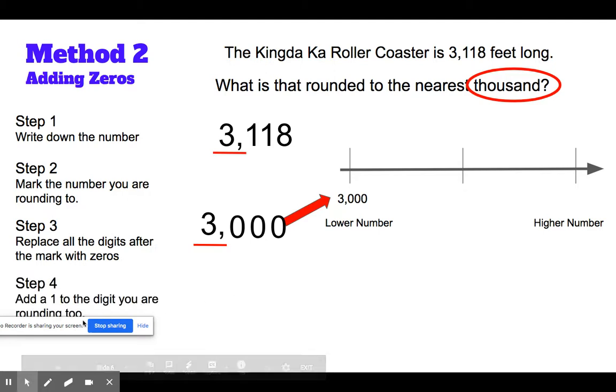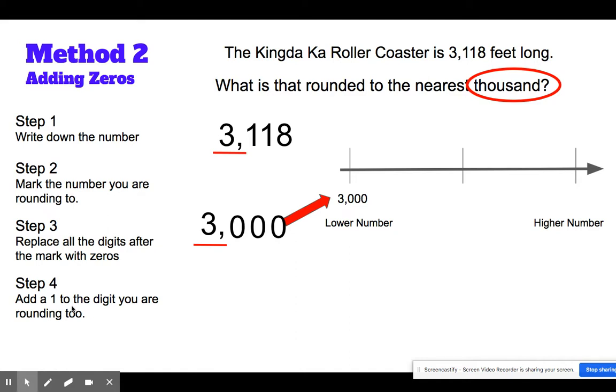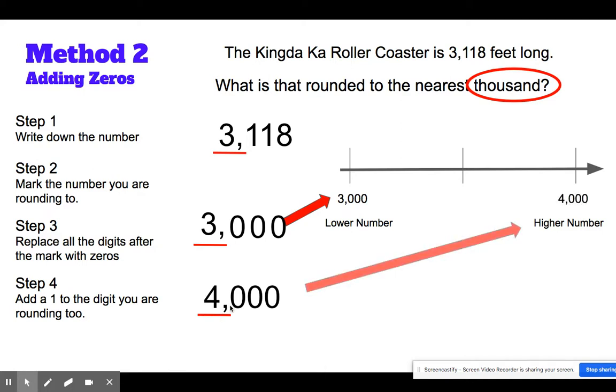So step 4, let me move this over here now. Step 4 is you're going to add a 1 to the digit you're rounding to. Since the digit we're rounding to is the thousands place, we're going to add a 1 to that. So 3 plus 1 is 4. Then that's going to make it 4,000. So that now is our higher number.